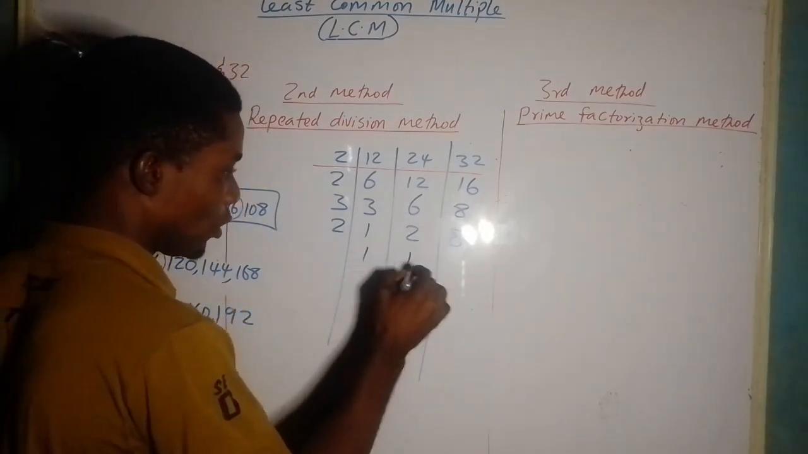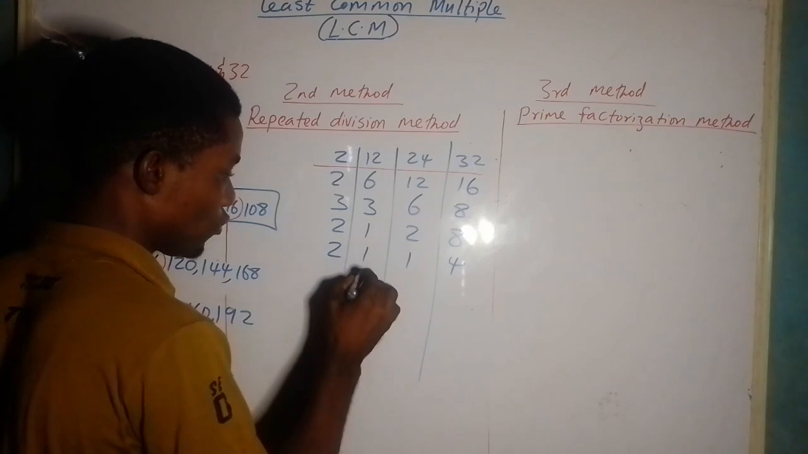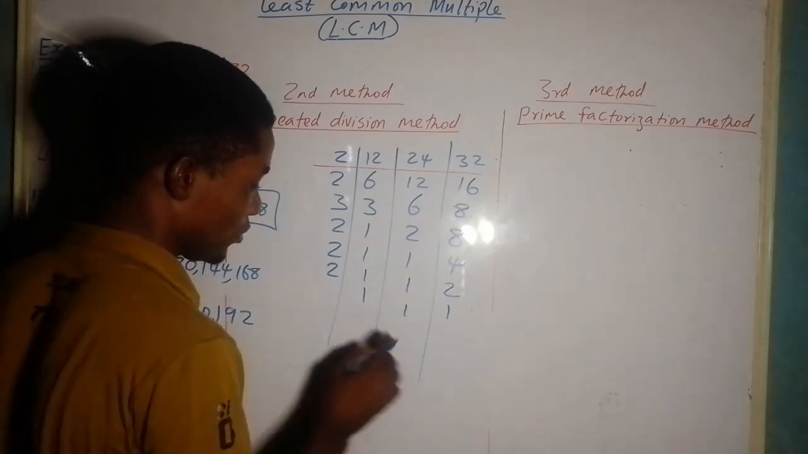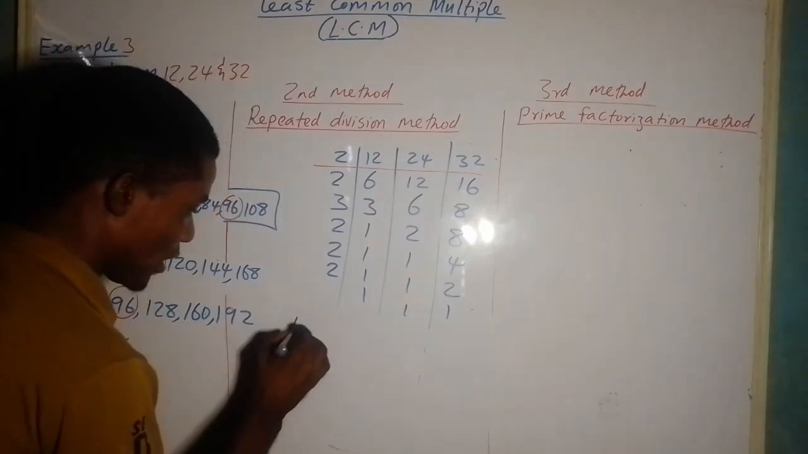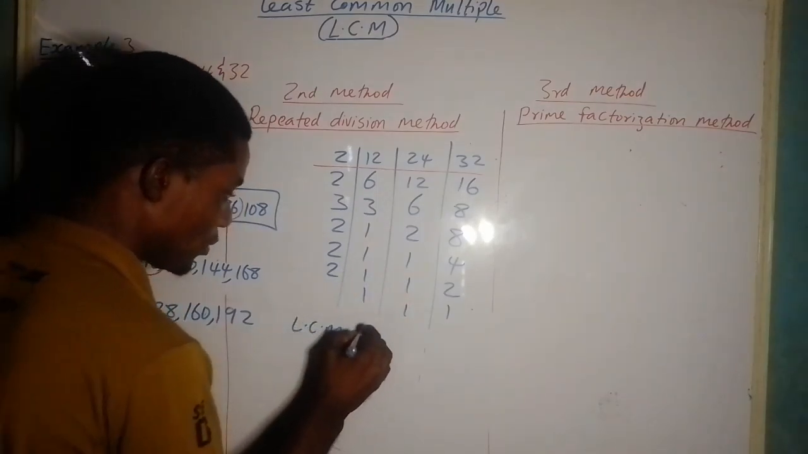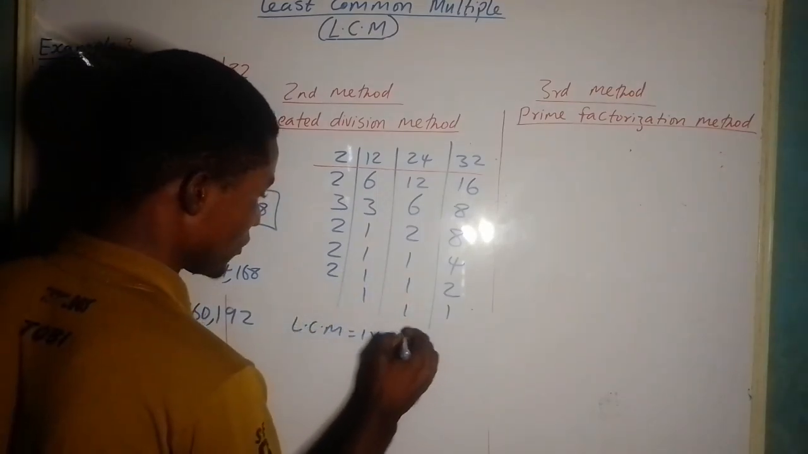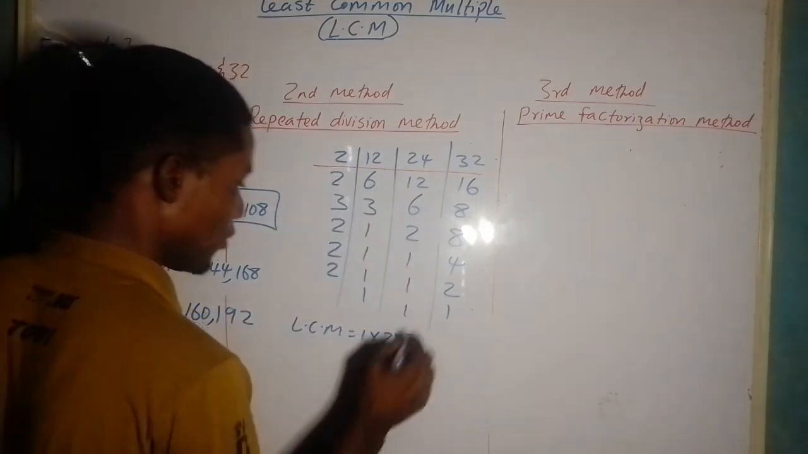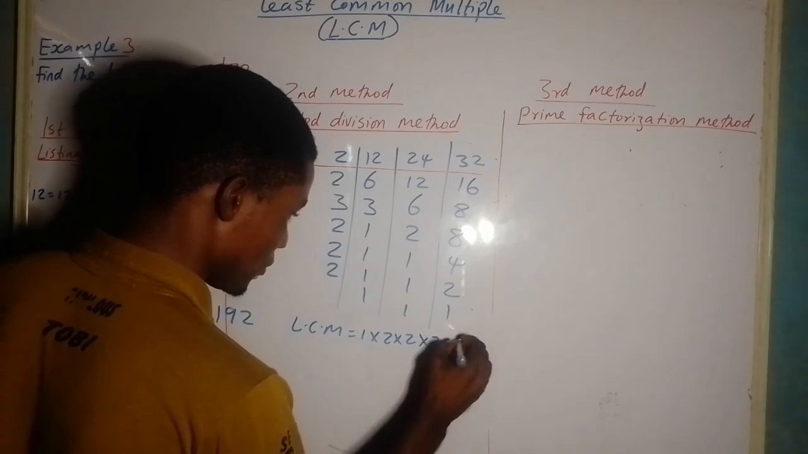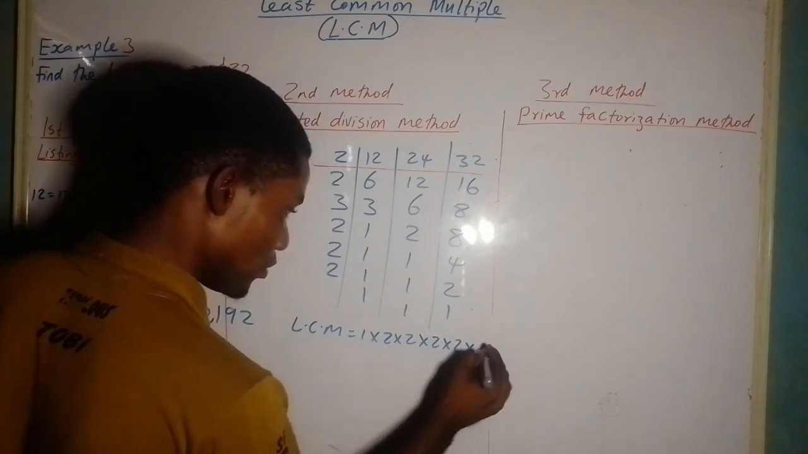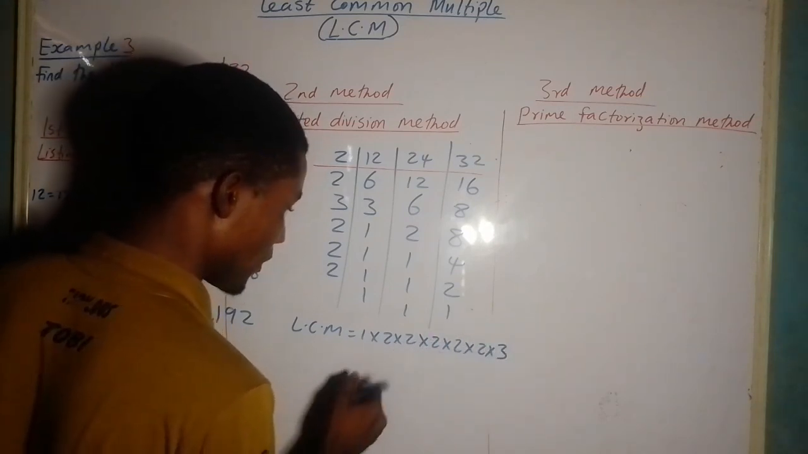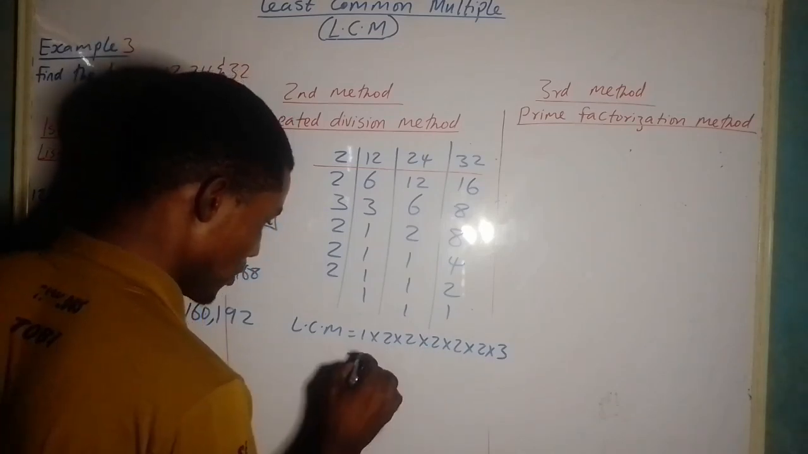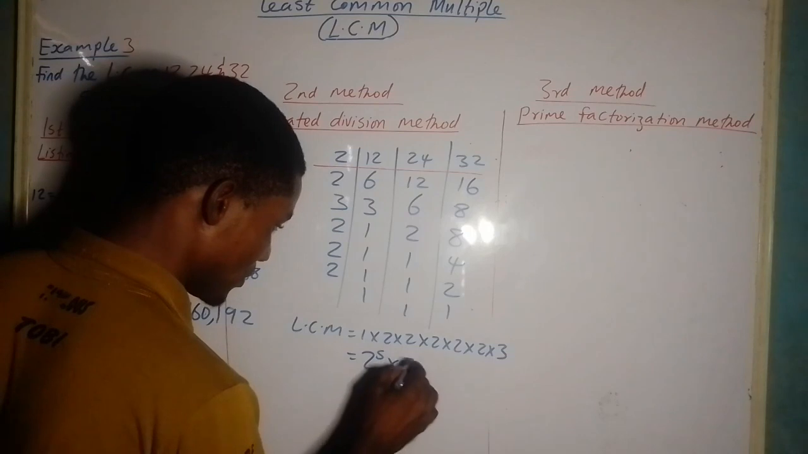3 here, 2. 3 cannot divide 8. 2, 1, 1, 4. 2, 1, 1, 2. 2, 1, 1, 1. So now, my LCM is going to be 1 times 2 times 2. Let's count the number of 2s. 1, 2, 3, 4, 5. Times 2 times 2 times 2 times 3. So we can express it in standard form, 2 raised to the power 5 times 3.